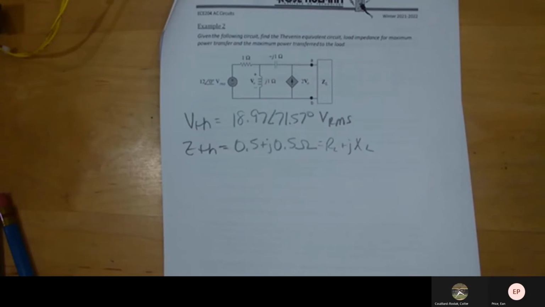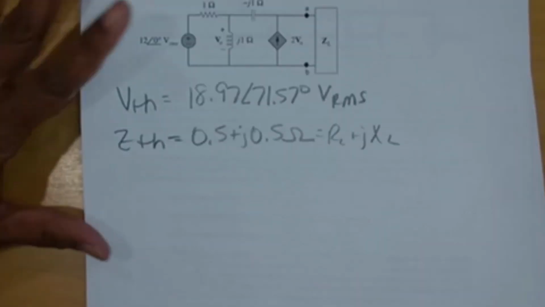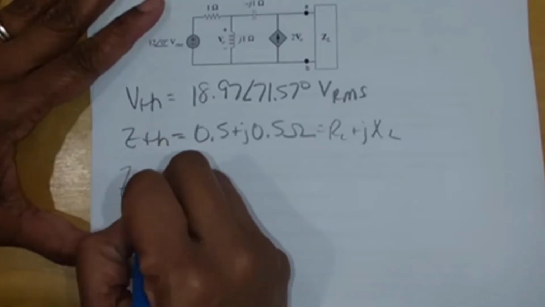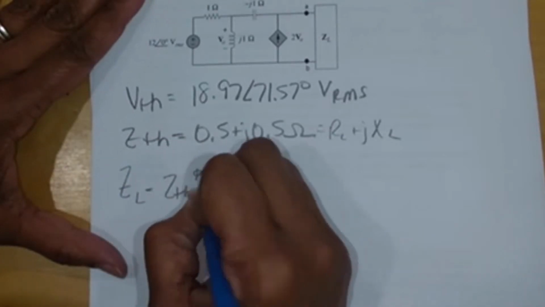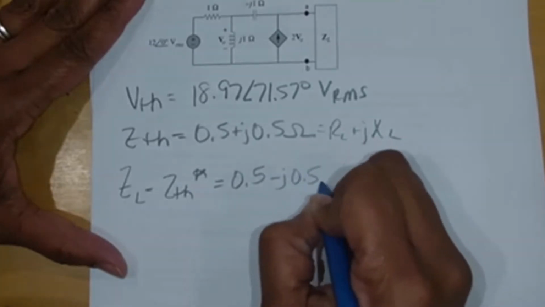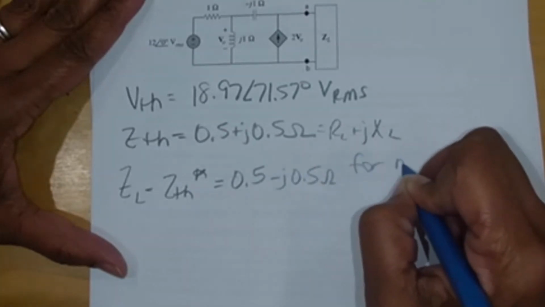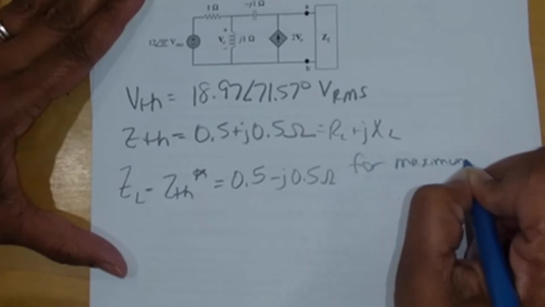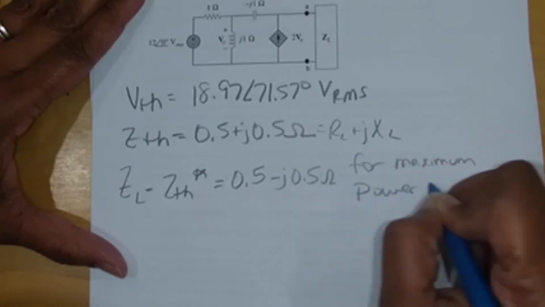And our theory was, for maximum power transfer, Z load must equal Z Thevenin conjugate. So it's 0.5 minus j0.5 ohms. Did everyone make it that far?